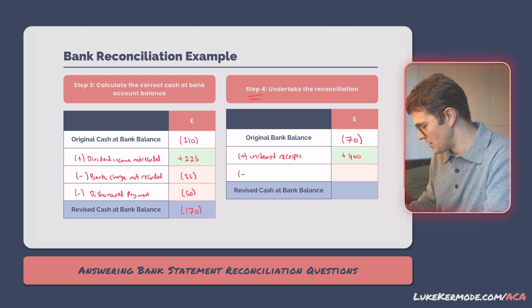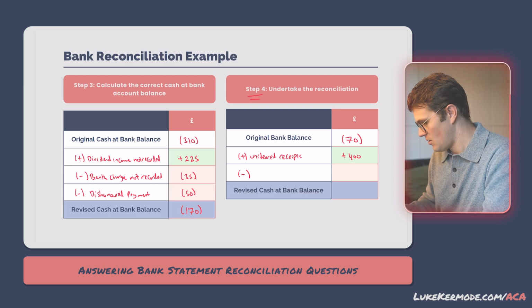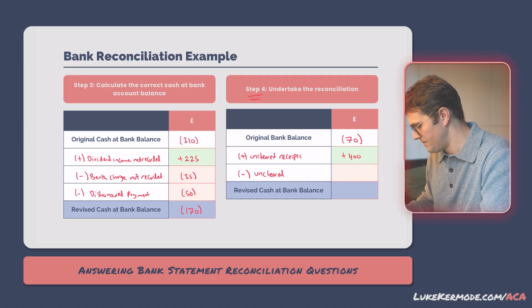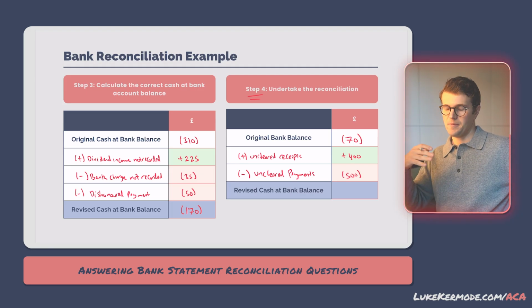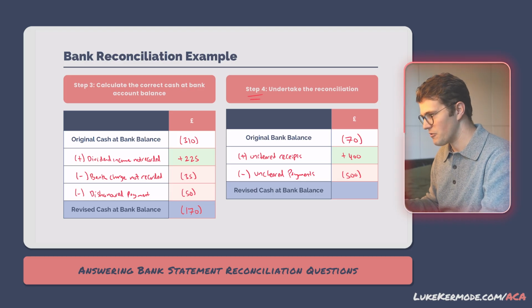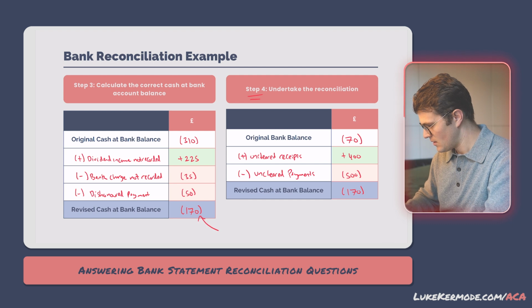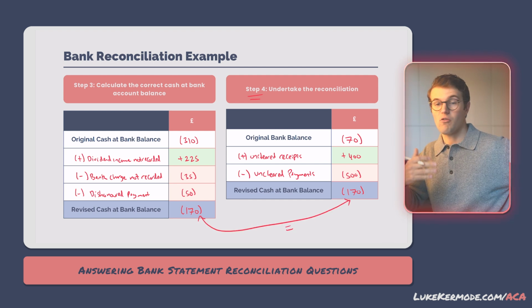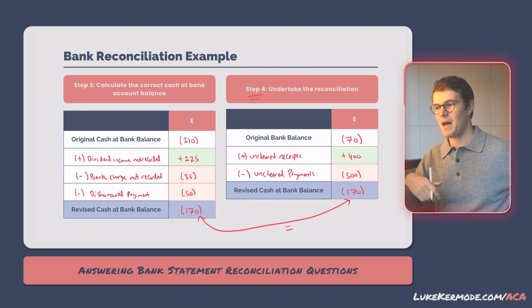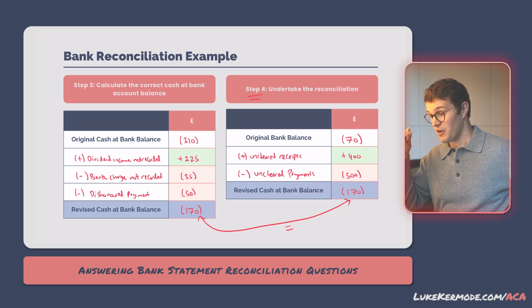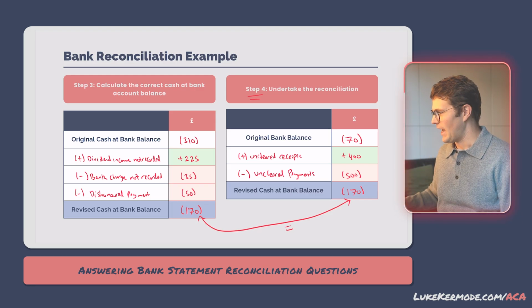And then finally, to get to our revised cash at bank balance, we deduct the uncleared supplier payments of £500, which are outflows not yet processed by the bank. So again, if we sum up this column, the resulting figure is £170 overdrawn, which matches our revised nominal ledger cash at bank account balance, confirming that our reconciliation is both complete and accurate.